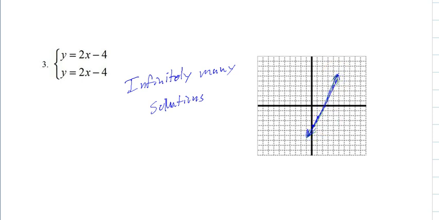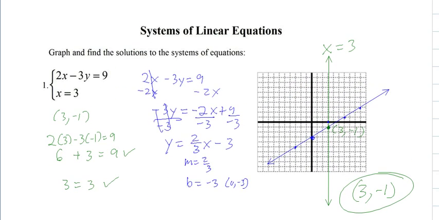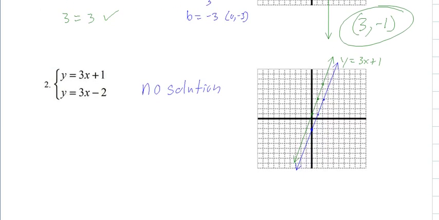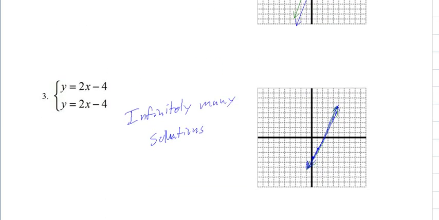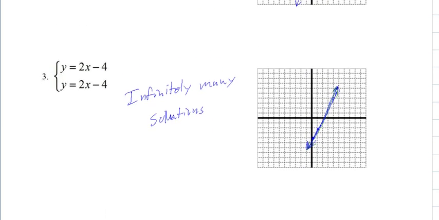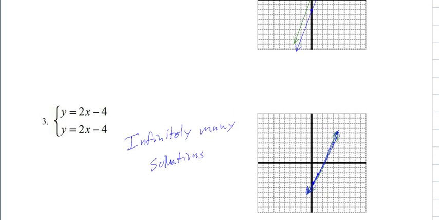And that's your 3 types that you have. You have one solution where they actually intersect, no solution because they will not intersect, or infinitely many solutions because they overlap. They're exactly the same line.